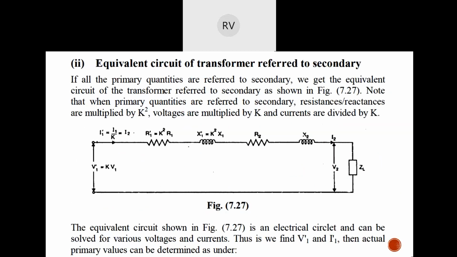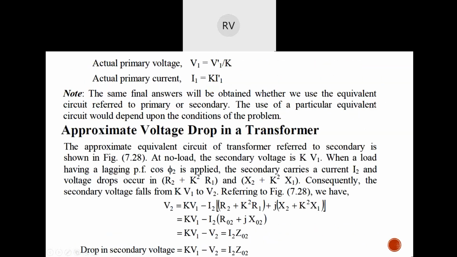Similarly, the equivalent circuit of the transformer referred to the secondary. You are taking all the parameters from the primary side and putting them into the secondary side. Here, when you are taking the parameters from the primary side and putting them into the secondary side, the reactances and resistances are multiplied by K square, whereas the voltages are multiplied by K and currents are divided by K. This is opposite to what we have seen in the above circuit, that is, the equivalent circuit of the transformer referred to the primary. So this is how the total circuit will be. And similarly, if you can find V1 dash and I1 dash, you can find out V1 and I1 easily.